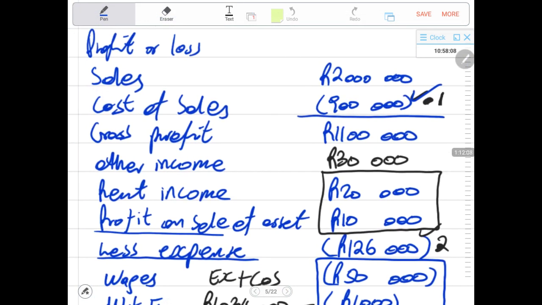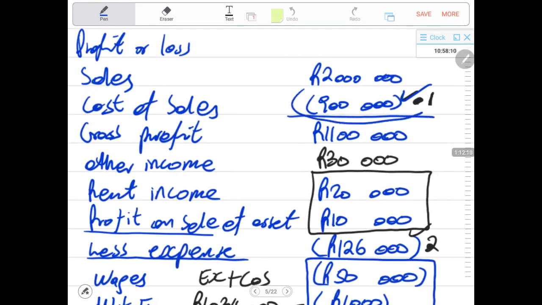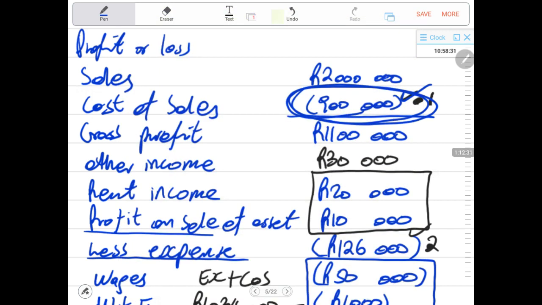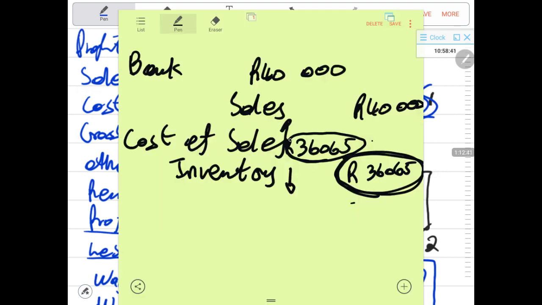In other words, the amount of the cost of sales that I have here, the 900,000 rands, includes the decrease in the inventory of 36,065, which is because of the sale of the inventory. That means when we sell inventory, we credit inventory and we debit our cost of sales. And we know that cost of sales will affect our income statement. So the amount of 900,000 rands included 36,065, because that is the cost of sales at the point this transaction took place. I hope I'm making sense on that.